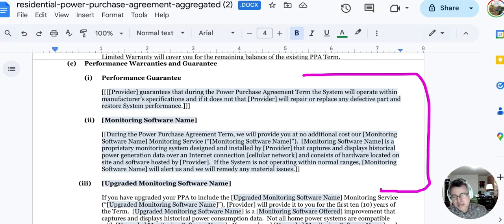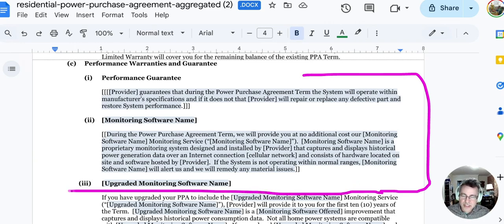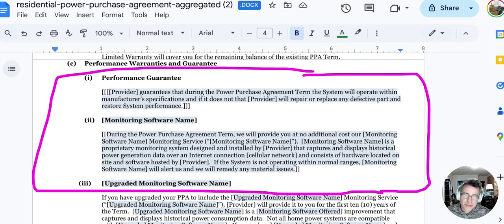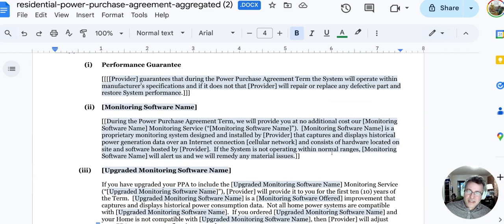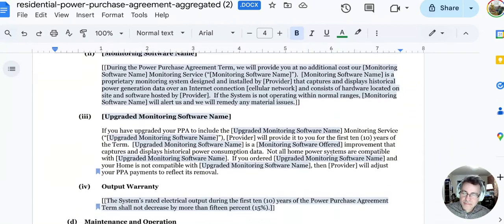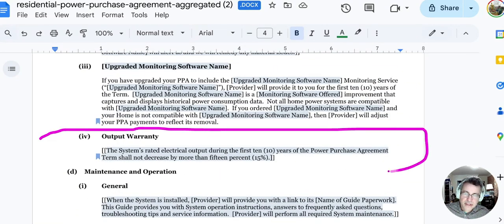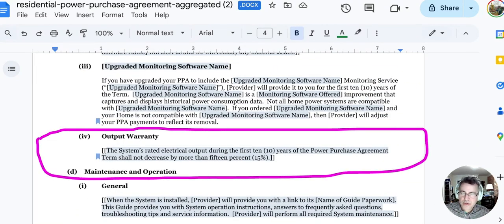So that's why you want this monitoring software, which will tell you how much the system is producing versus how much they told you it was produced. And if there's some discrepancy in that, then you can contact the installer and have them fix it. And this regards the output. So during the first 10 years, they say that the power produced shall not decrease by more than 15%.